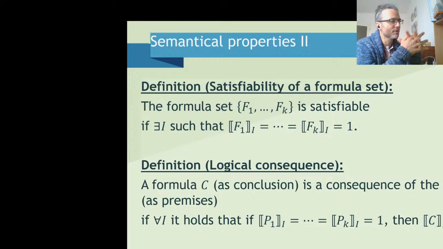Because in those definitions, we are talking about not only one formula, but several formulas. So, for example, you will see in the module that this is quite frequent, that we have a formula set of an arbitrary number of formulas, and we would like to know if they are all satisfiable at the same time. So this means, of course, that there must exist an interpretation such that each formula evaluates to true at the same time.